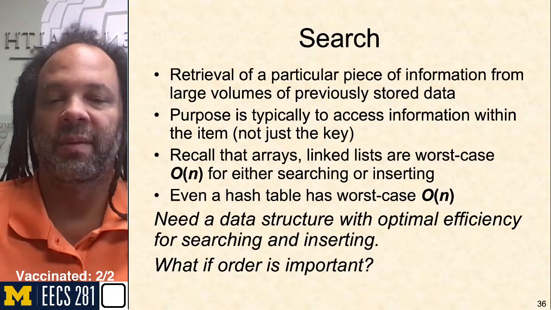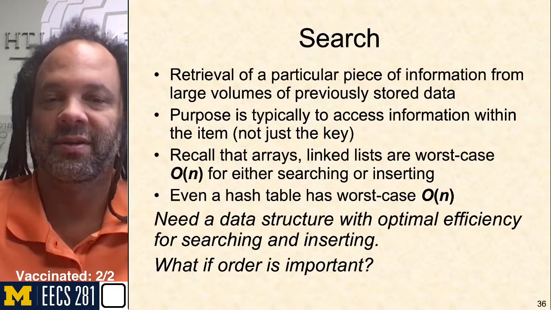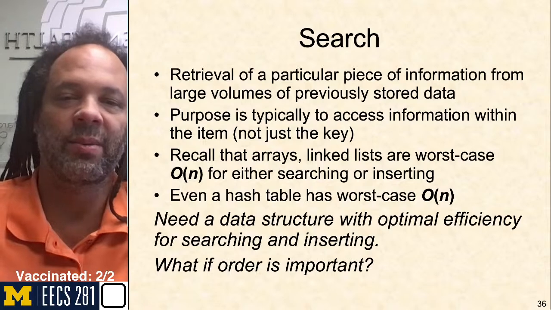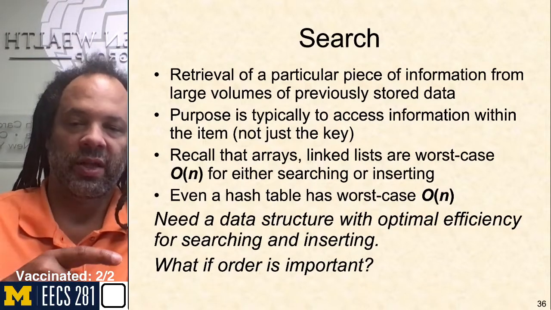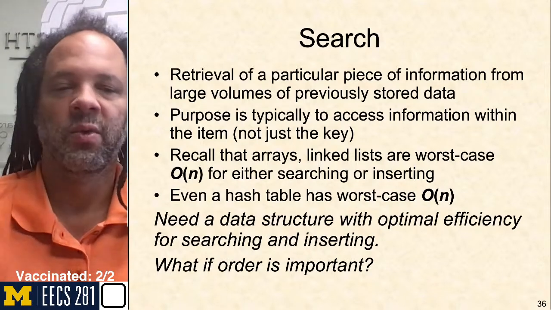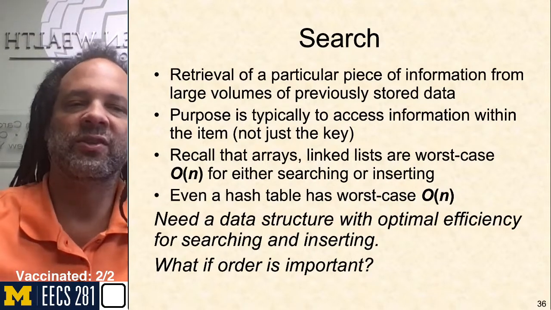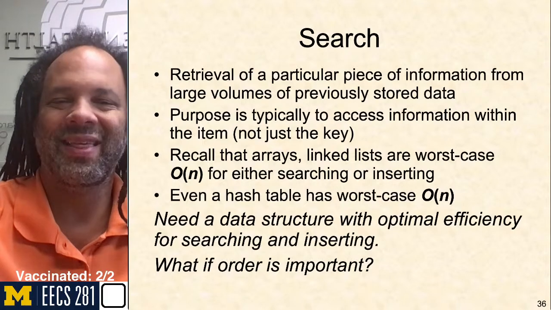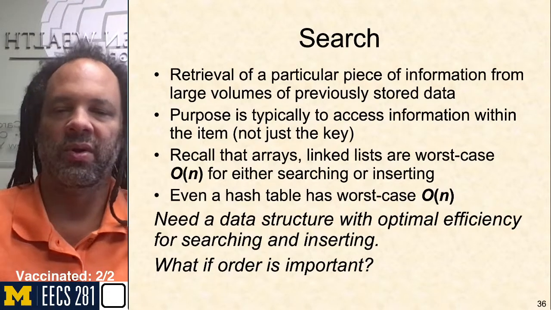What if we wanted to go for something that was different, right? We talked about the hash table being the unordered map. This question at the bottom says, what if the order is important? As I look for things, what if order in the way that I've stored them is important, or order in the way that I use them later on is important?